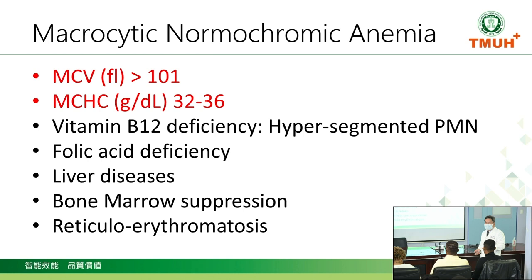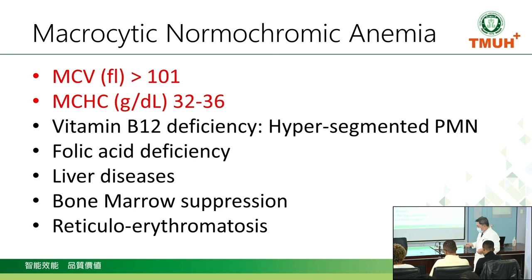Macrocytic normochromic: B12 deficiency, where you can see hypersegmented PMN neutrophils; folic acid deficiency, liver disease, bone marrow suppression, reticuloendothelial disease. So vitamin deficiency, this folic acid, is macrocytic.